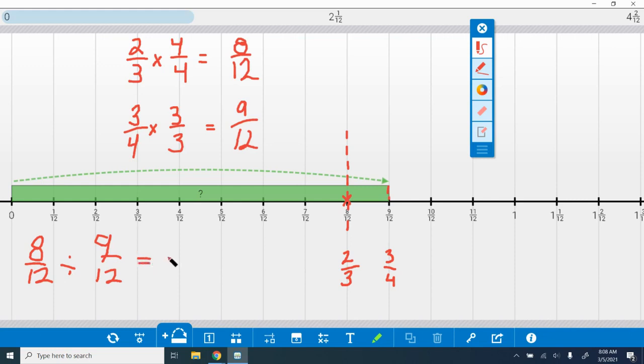12 divided by 12 is 1. Remember, when we divide anything by 1, the answer is the same. So 8 divided by 9 is 8/9, and 8/9 divided by 1 is 8/9, which is what we got when looking at the model, all right? So 2/3 divided by 3/4 is equal to 8/9.